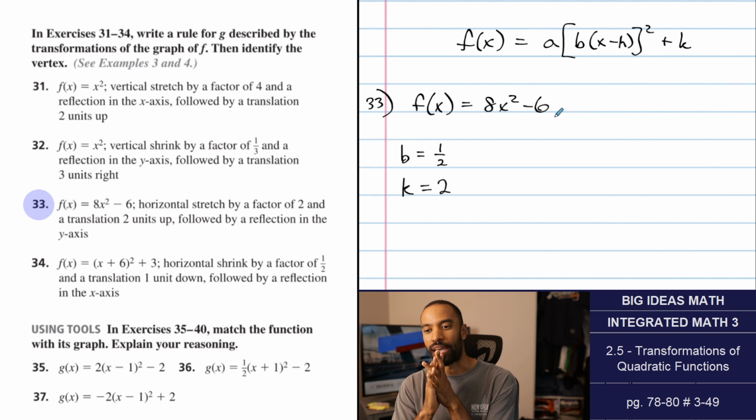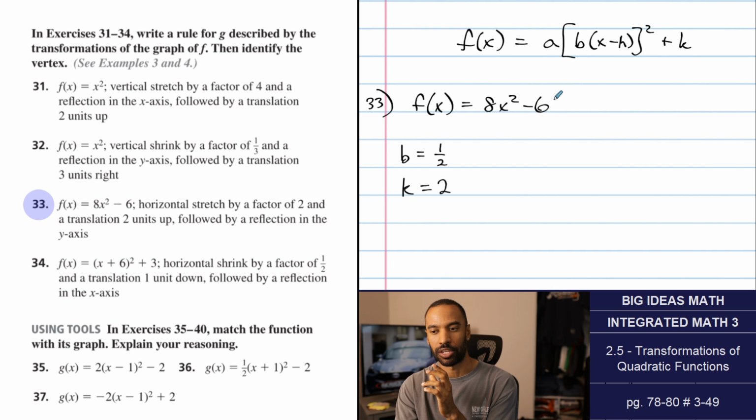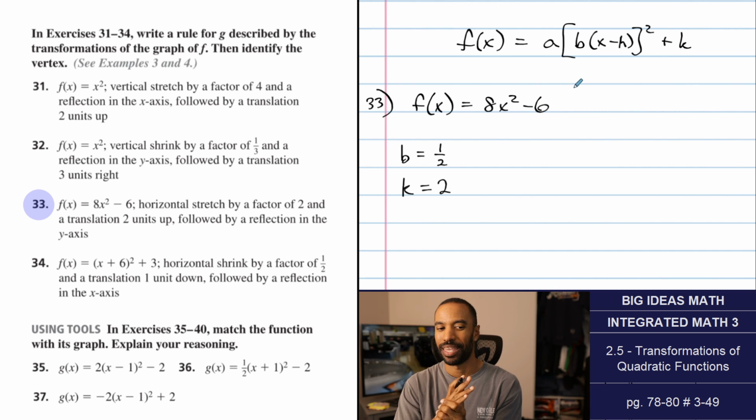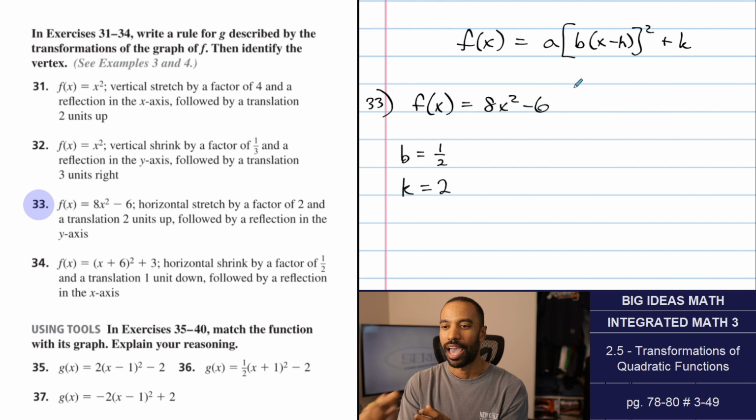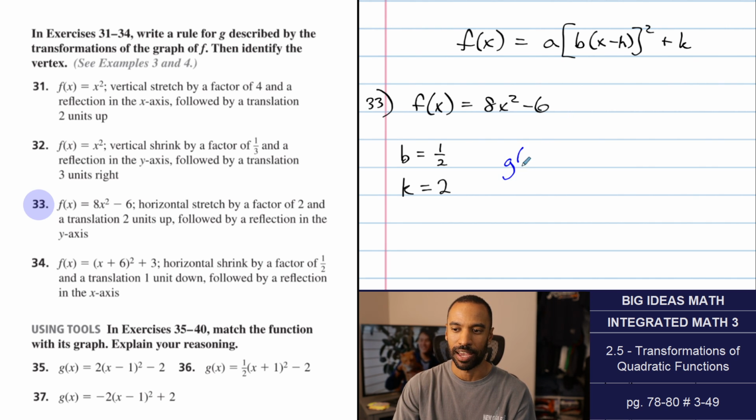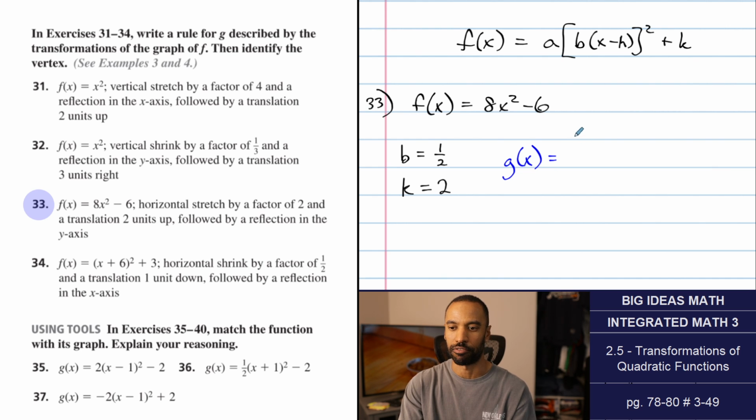Actually, the reflection in the y-axis might not really change anything because there's no horizontal translation and the original graph isn't horizontally translated. But it could have been trickier. Anyway, let's start with this, guys. Let's first call this thing g of x, okay? I'm gonna work this out a little bit differently.